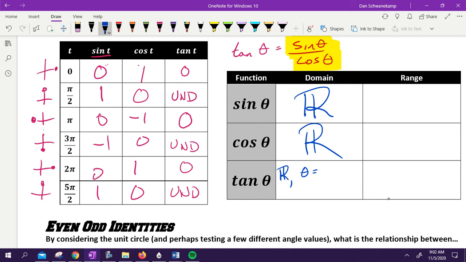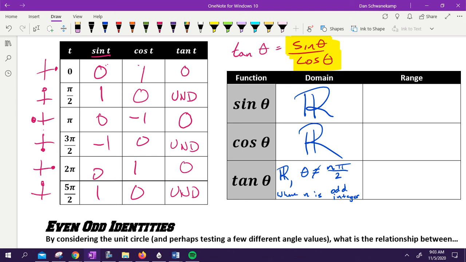So we need to write that somehow. And there's a couple different ways of writing it. I'm going to write it like this. It can't be n. The angle cannot be n pi over 2, where n is what? What is n going to represent if it can't be n pi over 2? Odd integer. Because every odd integer, whether it's 1 pi over 2 or 3 pi over 2 or 5 pi over 2, those are the ones where it's going to be undefined.